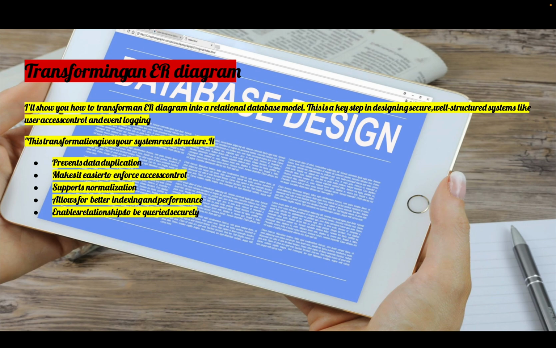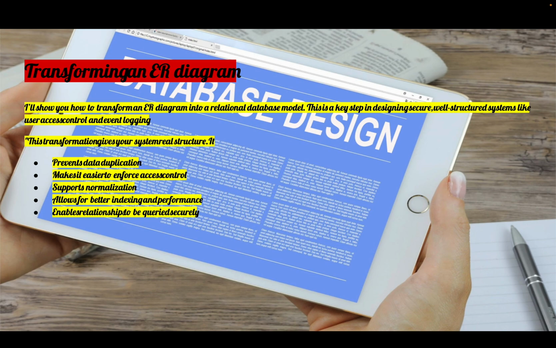Basically, why this is so important is that transformation in the structure prevents data duplication. It makes it easier to enforce control. It supports normalization, and it allows for better performance. And it also ensures that the relationships can be queried securely.